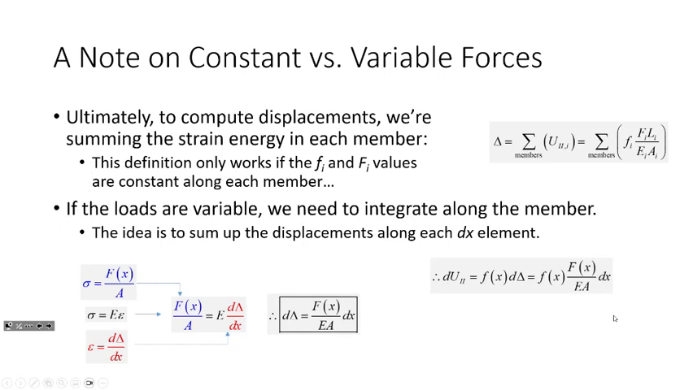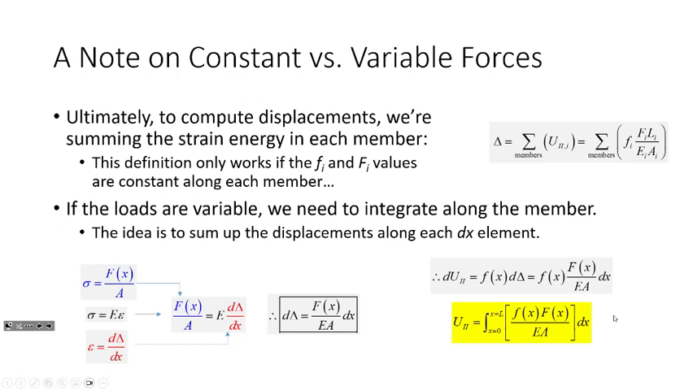So what we're going to get is this. We'll get a small increment of energy, which is just going to be the load times the load over EA, and we'll integrate, and we'll get this, okay? The only difference between this and this is if we have a situation where we have variable loads, or maybe variable areas.